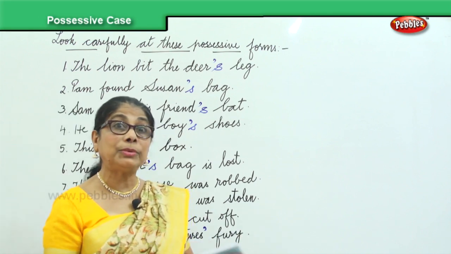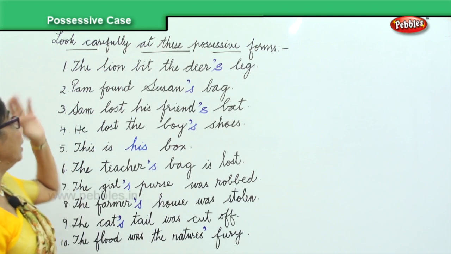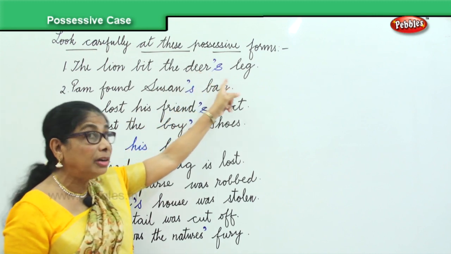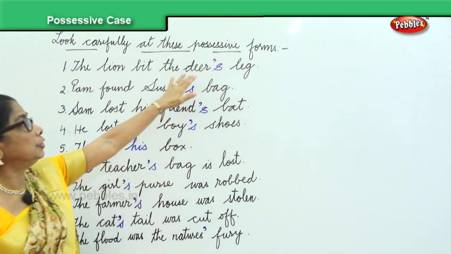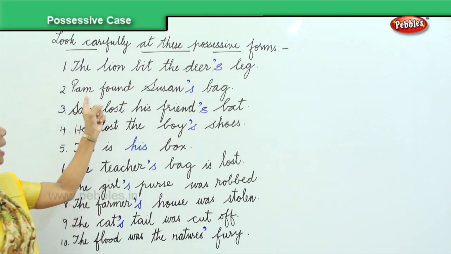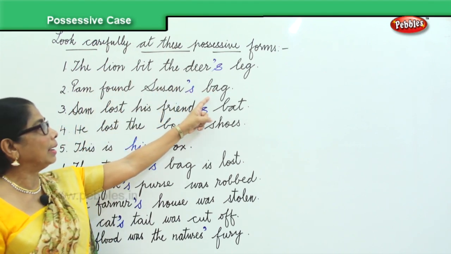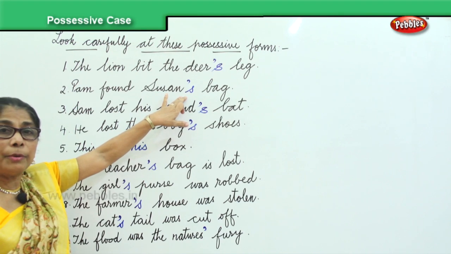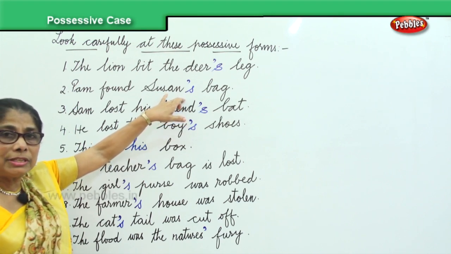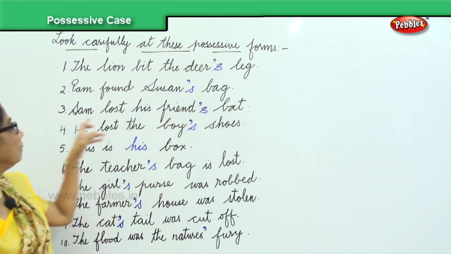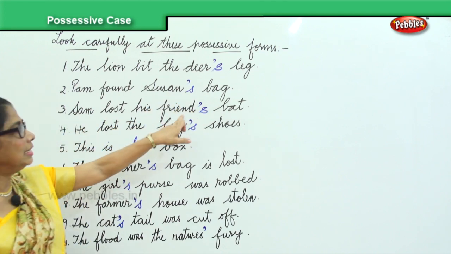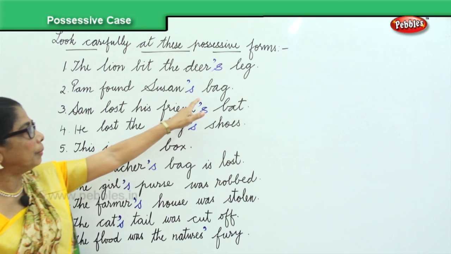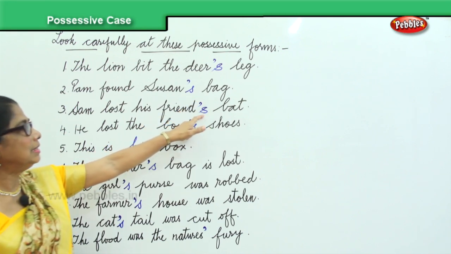Now let's look at all the possessive form sentences we have done. Here, the lion bit the deer's leg. Whose leg? The deer's leg. Apostrophe S to show possessive form. Pam found Susan's bag. Whose bag did she find? She found Susan's. Susan, apostrophe S, belongs to Susan's bag. Susan's bag. Sam lost his friend's bat. Who lost the bat? Sam lost. Whose bat? Friend's, apostrophe S. It is the friend's bat.